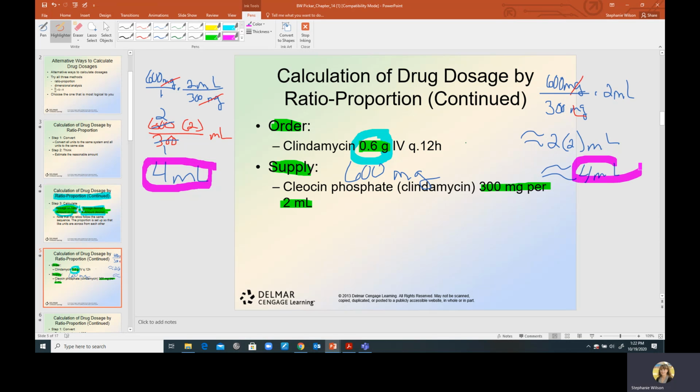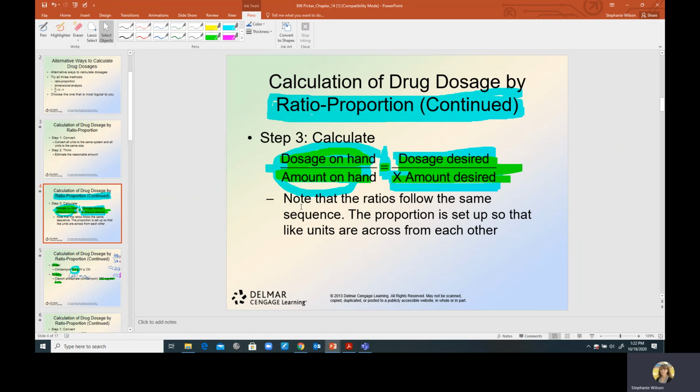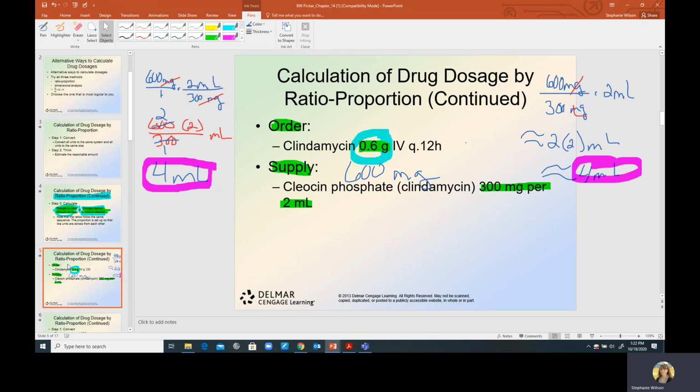And now let's do ratio proportion, just because some of you may want to see it. You do not have to solve it this way, but again, you need to know how to do the formula and dimensional analysis if you're ever asked to do it. So let's go back. It says we're going to take our dosage on hand, divide it by our amount on hand. So our dosage on hand is 300 milligrams, and our amount is the 2 milliliters. Now we're going to set it up equal to our desired and divide it by what we are solving for.